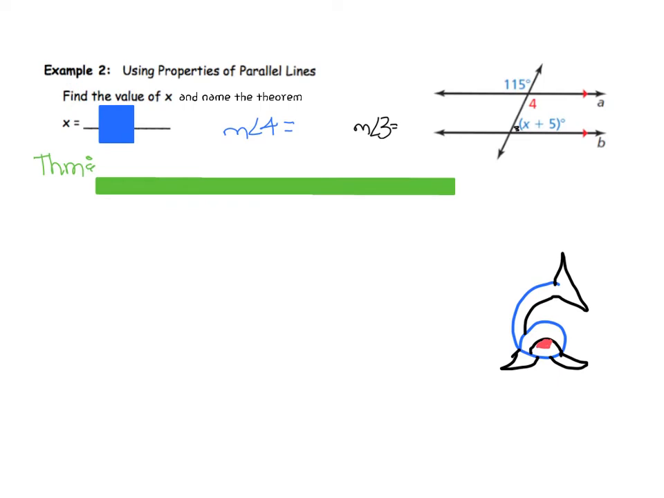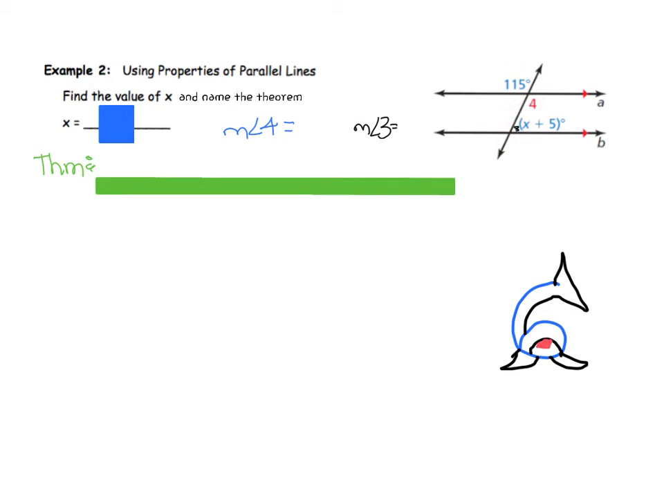All right, example 2. Using properties of parallel lines. All right, so we're going to find the value of x, and we're going to name the theorem that we're using to discover this answer. Okay, so we're looking for the measurement of angle 4. And I also added another component here. This is itty bitty, I know. That's angle 3, which is x plus 5.